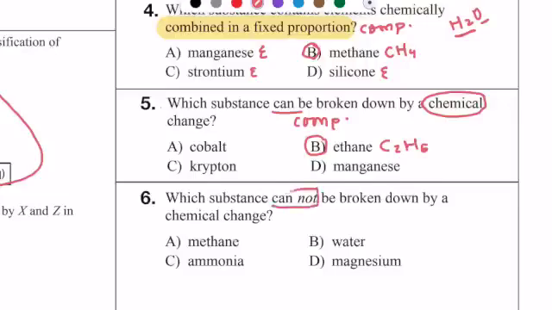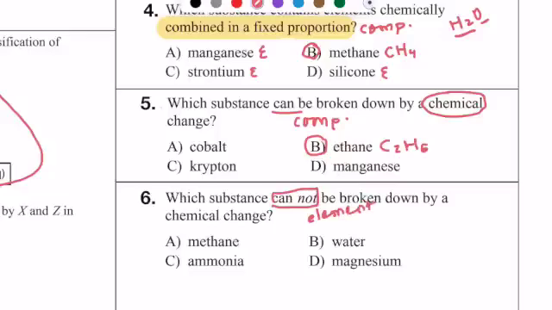Then we have which substance cannot be broken down by a chemical change. Remember that when you see this question, the question is not saying which thing can be broken down by a physical change. That is not what the question is referring to. So physical change is absolutely not mentioned in this question. We are talking about something that cannot be broken down at all. So that means we need an element as our answer.